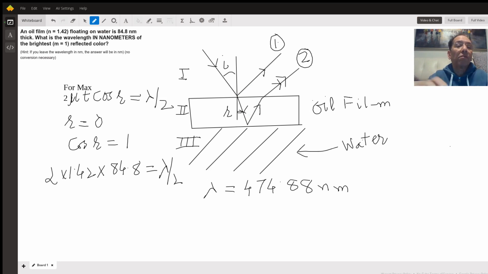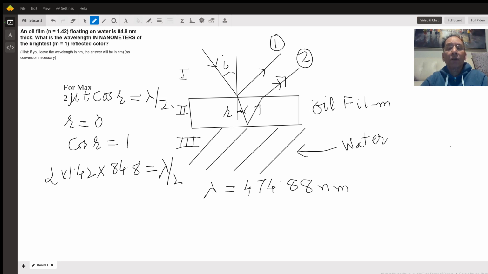So if you plug in all these values, 2 times mu, that is 1.42, multiplied by the thickness of the film, which is 84.8 nanometers, with cos r substituted as 1, is equal to lambda by 2. If you work out the value of lambda from here, that is the wavelength which will be first order reflected most, then that wavelength will be 474.88 nanometers. So this is the wavelength which will be the first order brightest color reflected from this film.